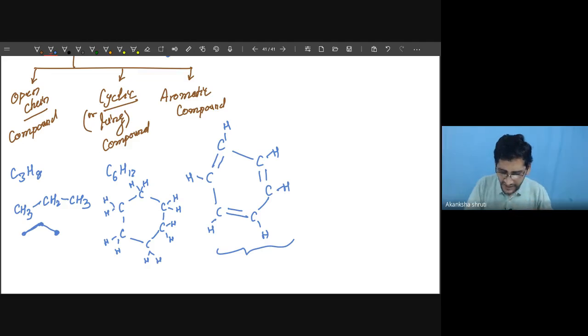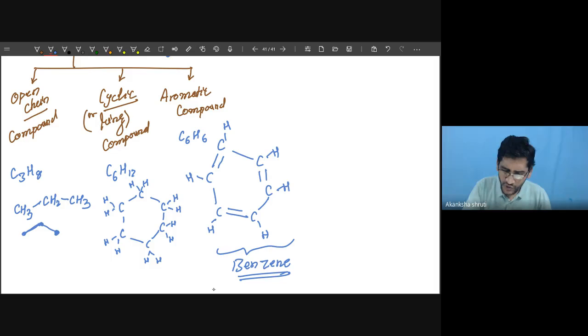So student, the molecular formula for this one is C6H6. This structure C6H6 has a special importance, and this ring structure is given a special name called benzene. Okay student, so it is the benzene ring.